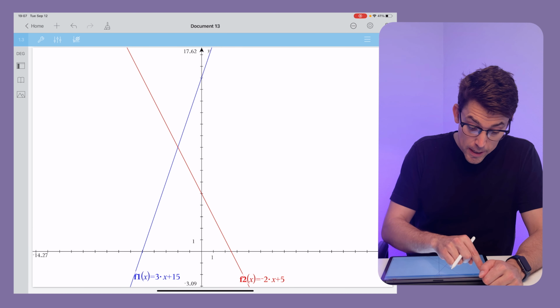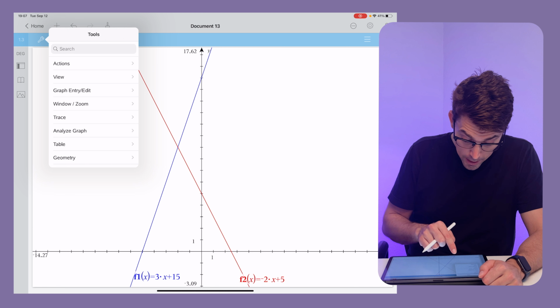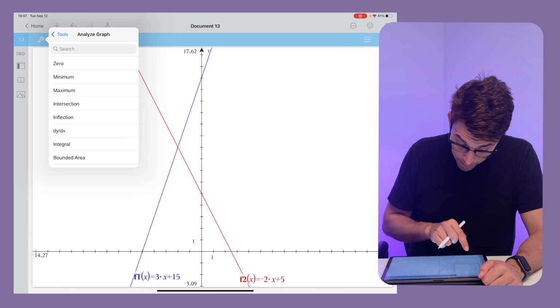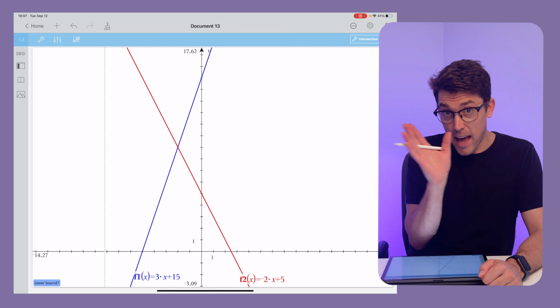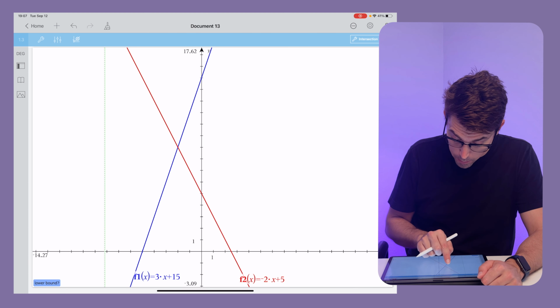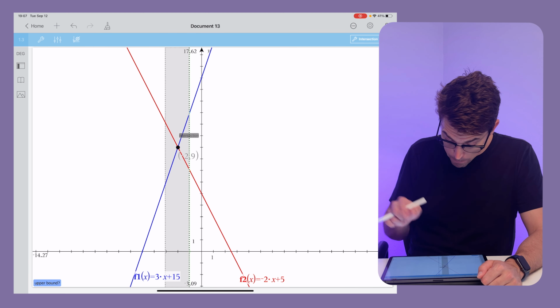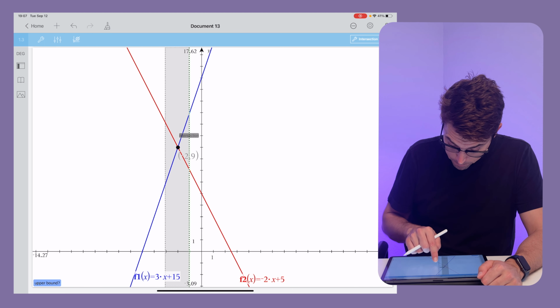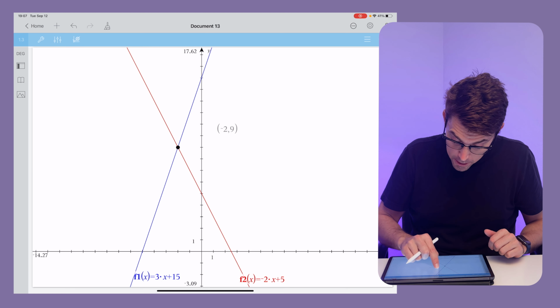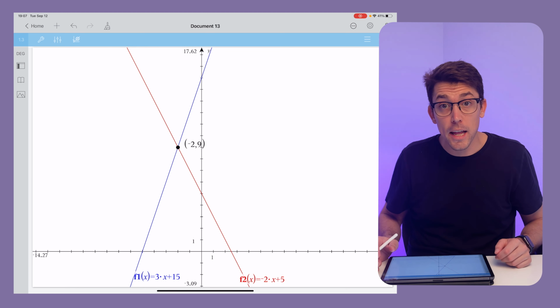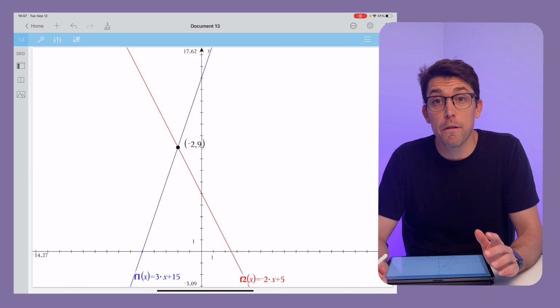Now this is where it gets really easy. All you need to do is hit menu, analyze the graph, and find the intersection. Lower bound means in the x direction, which one's my lowest, so I'll put it over here. My upper bound is going to be on this side, right there. So I'm basically straddling this point of intersection, and you'll find that the intersection the calculator spits out is negative 2, 9, the same exact answer that we found by hand.